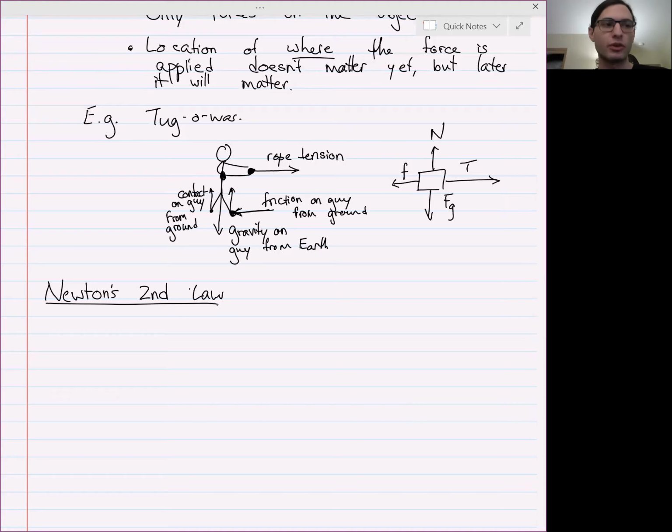Tension gets a little bit tricky, and we'll talk about it in more detail later. But the bottom line is we only worry about the forces that are acting on the thing that we're concerned with. Right, Newton's second law.